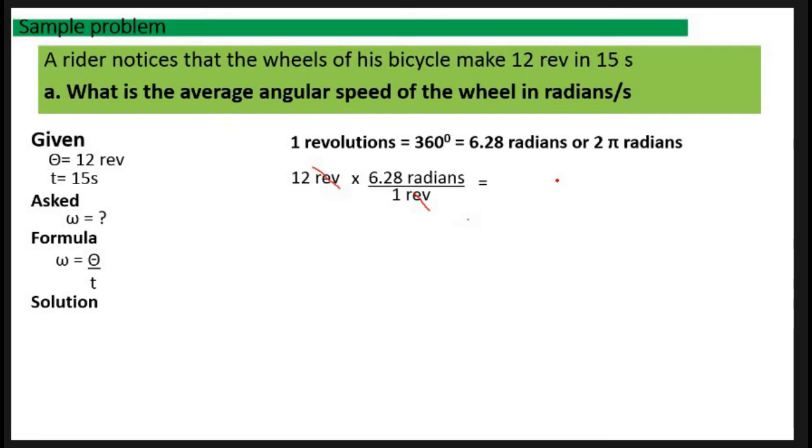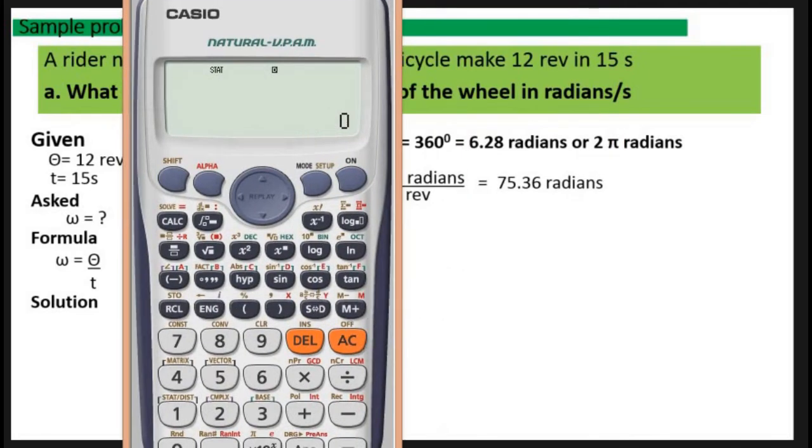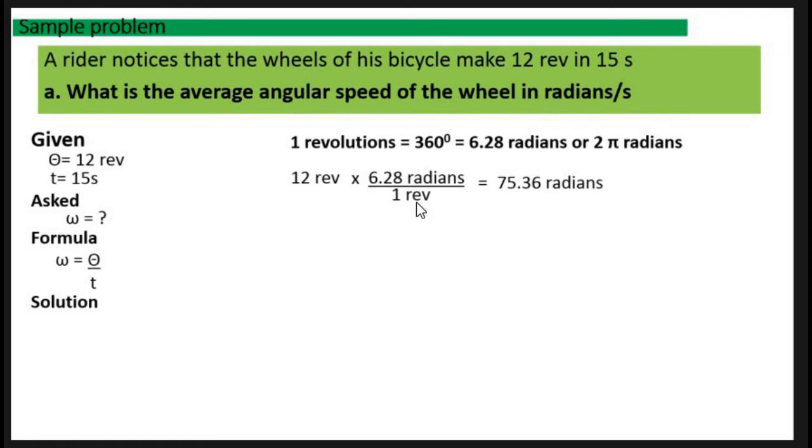Using the calculator. And so here's my calculator. So we have here 12 multiplied by 6.28. That will be 75.36. What would be the unit? The unit would be radians. Now, let's go back to the solution.